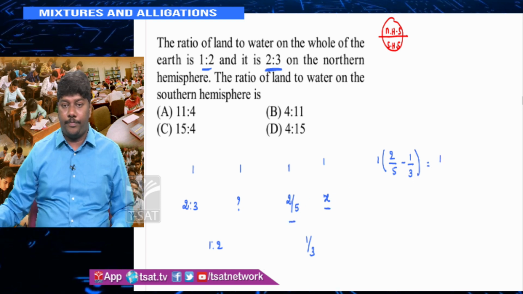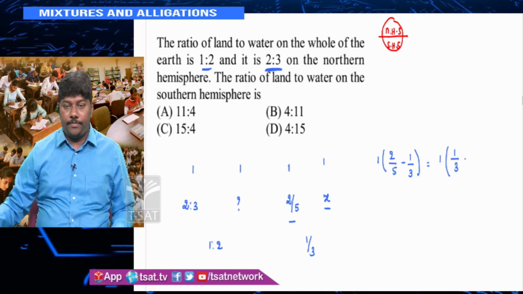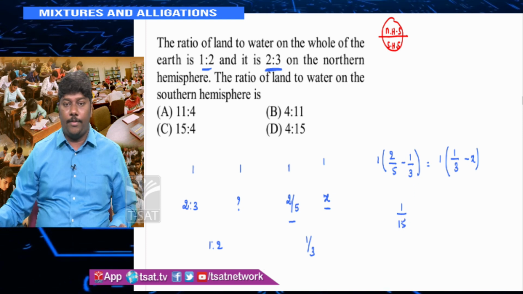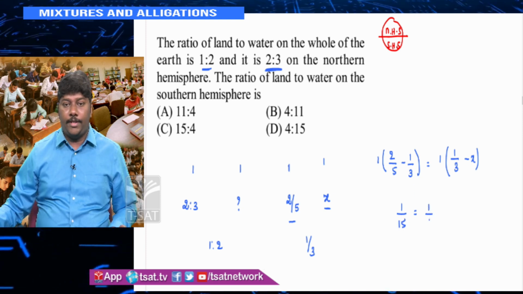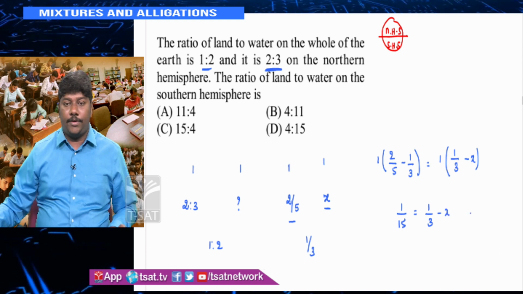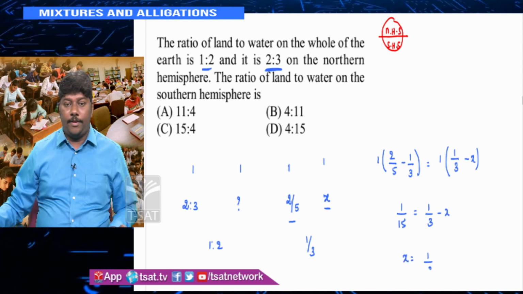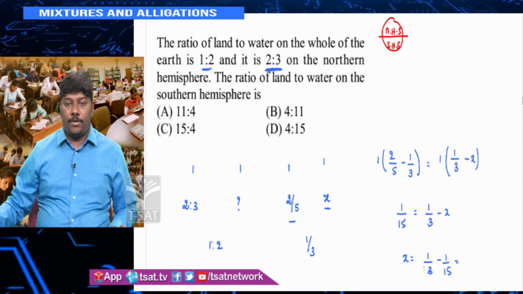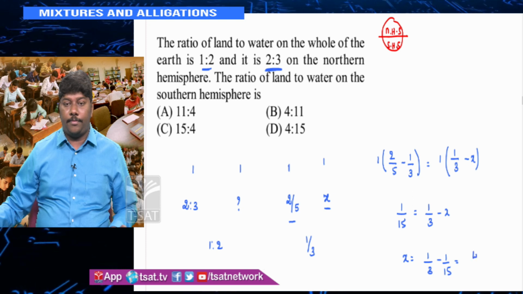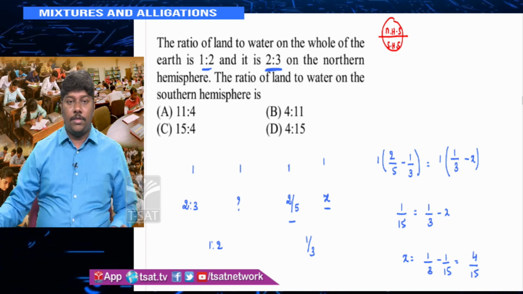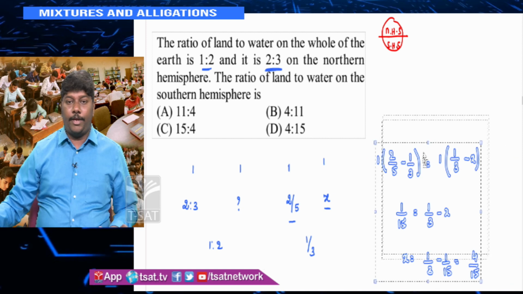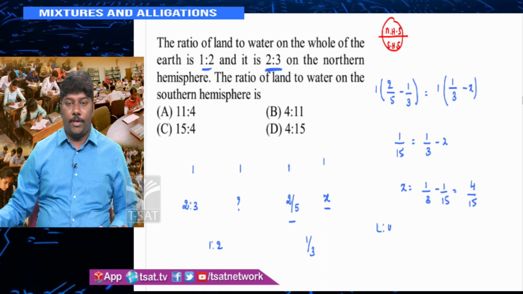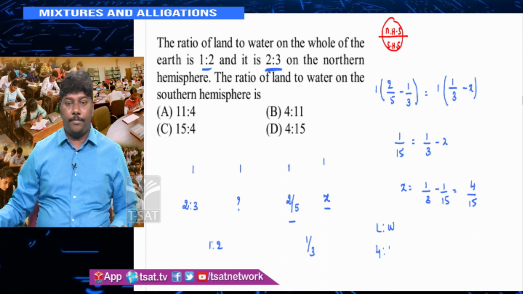1 by 3 minus x. 1 by 15, because 6 minus 5 is 1, 1 by 15 is equal to 1 by 3 minus x. So x is equal to 1 by 3 minus 1 by 15, which is 4 out of 15. So here 5 minus 1, 4 out of 15. So I would clearly say if land is 4 out of 15, then what is water? Land to water is 4 out of 11.